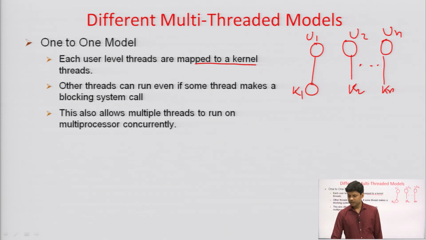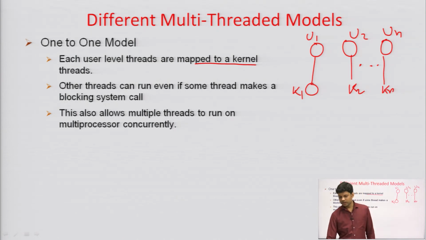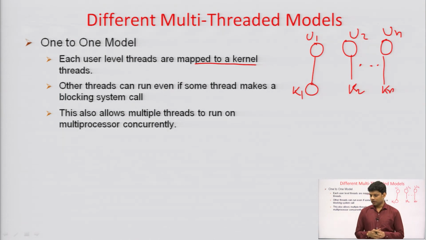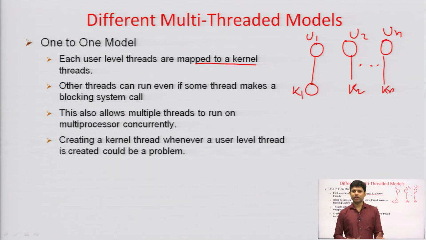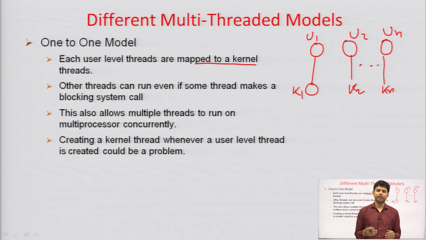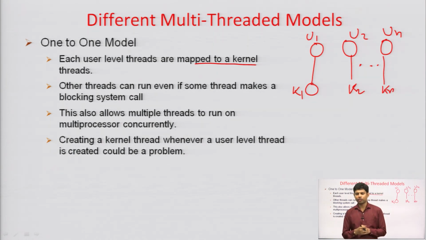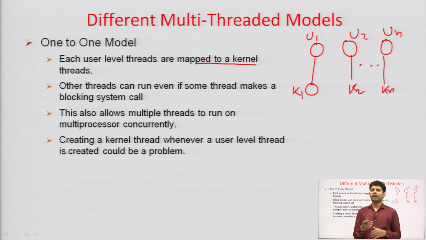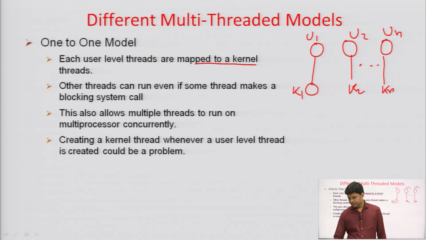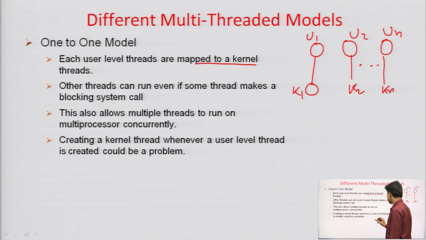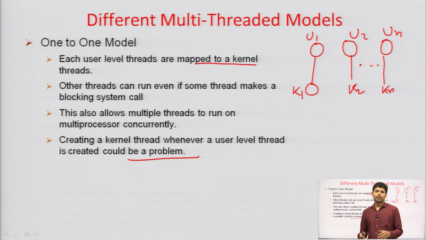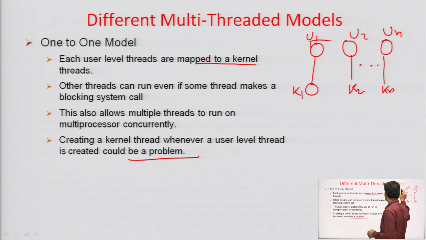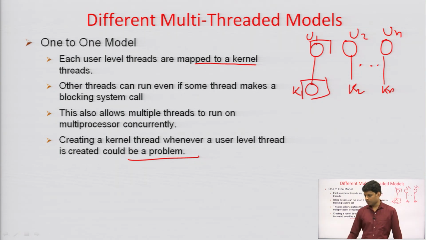This also allows multiple threads to run on a multiprocessor concurrently, because each is independent of the others, so we can run all those user level threads on a multiprocessor system, as all have their own kernel threads. Creating a kernel thread whenever a user level thread is created could be a problem. So this is an overhead. Whenever a user level thread is created, it has to create a kernel thread always, so this can be a problem.